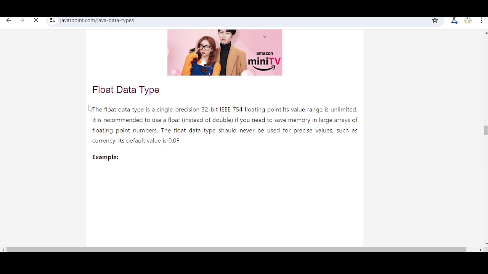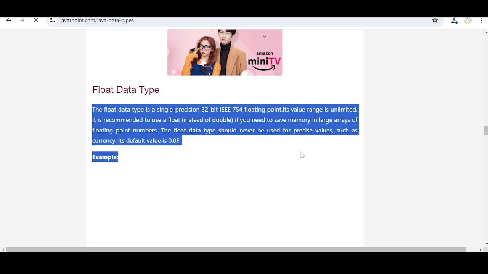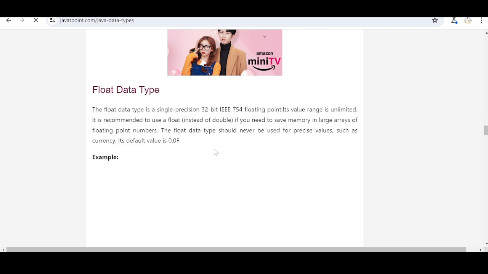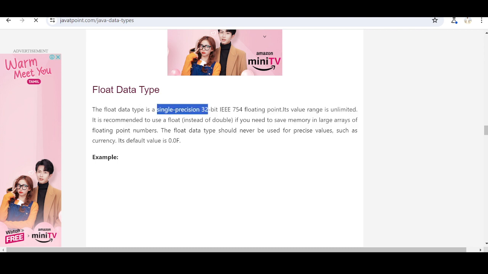See, whatever I said, it is there itself. So it says single precision 32-bit IEEE 754 floating point value. Right, this is the theory that you see in the textbooks. If I am not explaining all this, understanding this theory is going to be very difficult. Yes or no? Single precision, and we must understand what is single precision.